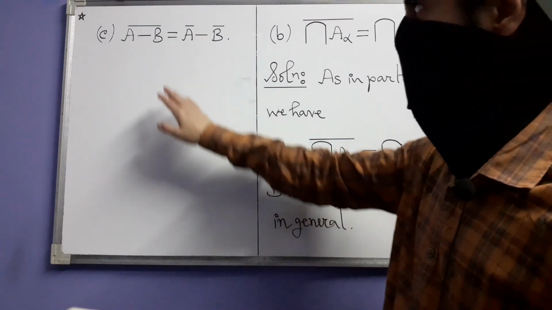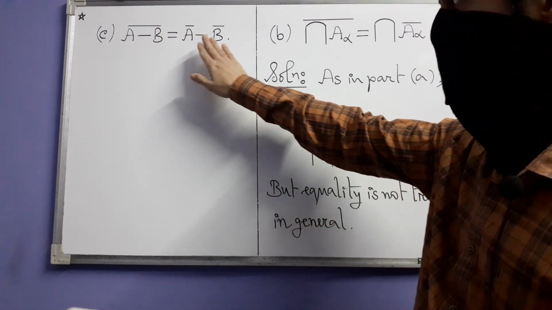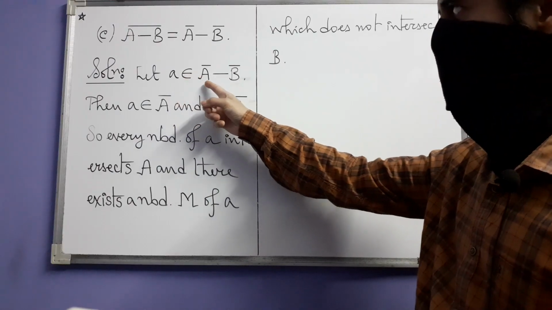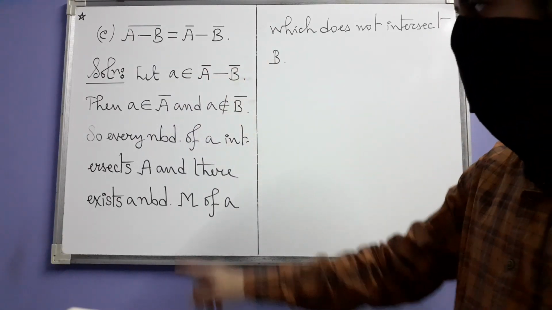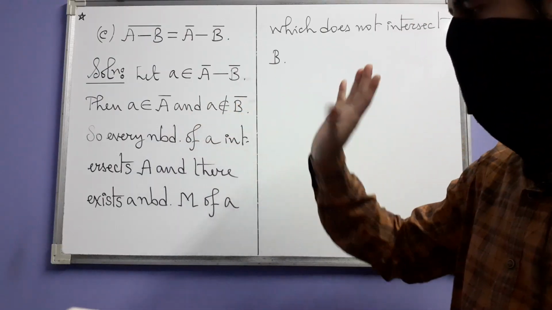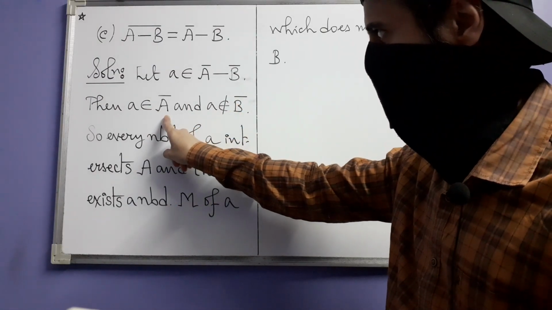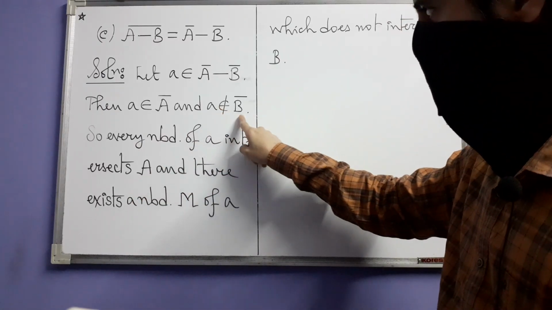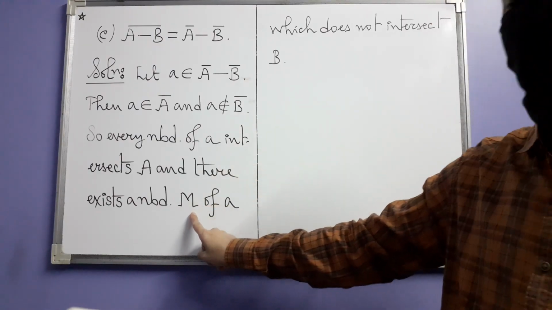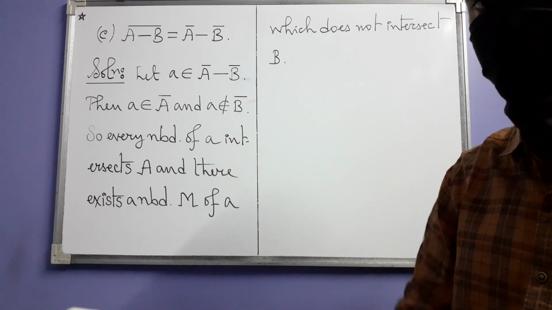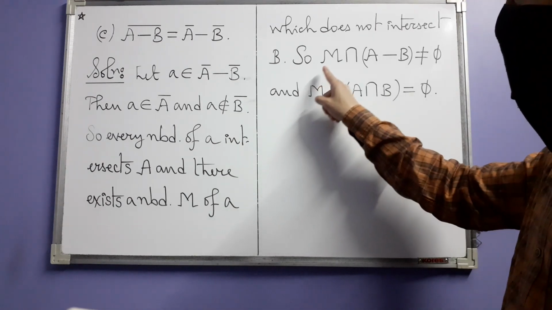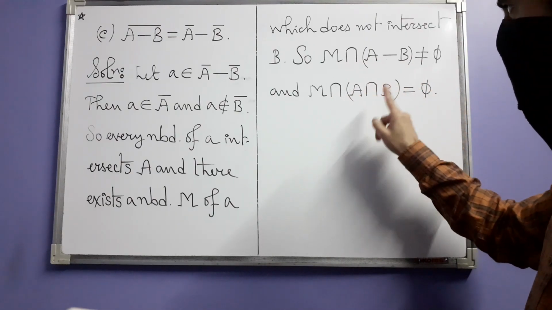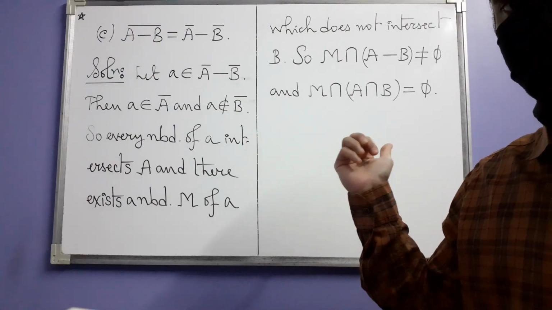Next, part C states that A difference B closure equals A closure difference B closure. Let's start the solution by taking any point a in A closure difference B closure. That means a is in A closure and is not in B closure. Because a belongs to A closure, every neighborhood of a intersects capital A, and because a is not in B closure, there will be some neighborhood M of a which does not intersect B. So, M intersects A difference B. This intersection is non-empty, but M does not intersect A intersection B. This second intersection is empty.